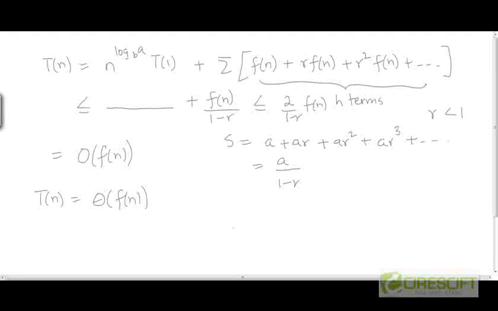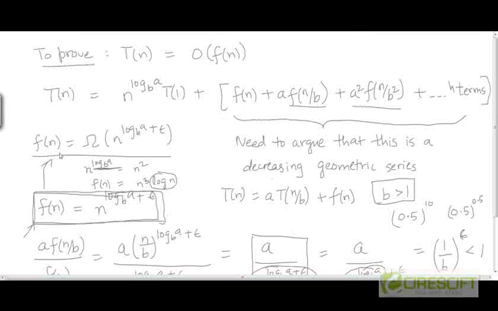Let's try to prove this for a more general form of f of n, where we don't assume that f of n is exactly of this form, but it's generally known to be big omega of n to the power log of a to the base b plus epsilon. So there could be some log terms in the expression for f of n, in addition to a power of n that is larger than log of a to the base b.